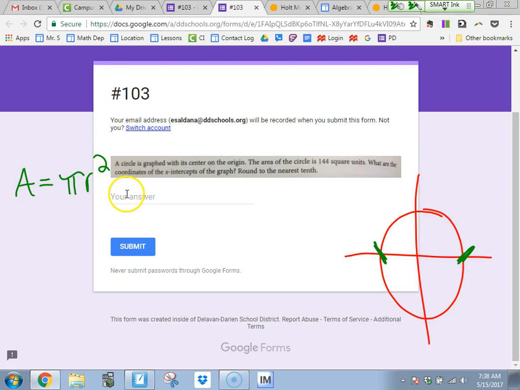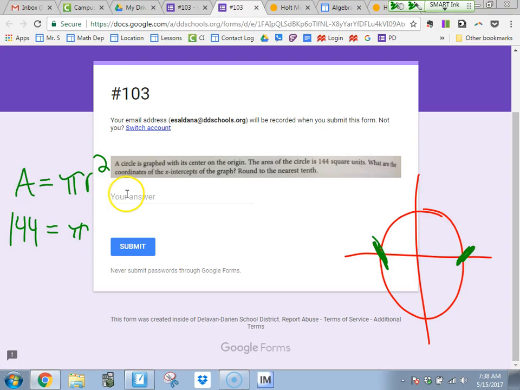Okay, we're given some pieces of information here. We're given what the area is. So we're given that 144 is what A is. Pi is just some constant, right? 3.14, and so on. And we want to find out what this radius is. If I know what the radius is, it'll tell me how far away we are crossing the x-axis, to the right and to the left. That's what the definition of radius is: how far we are from the center to the outside.